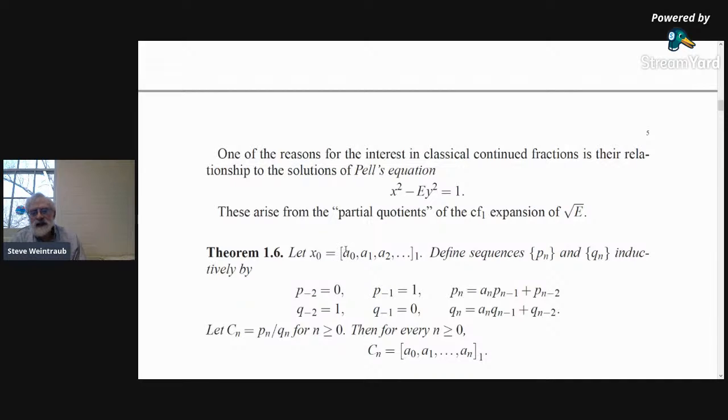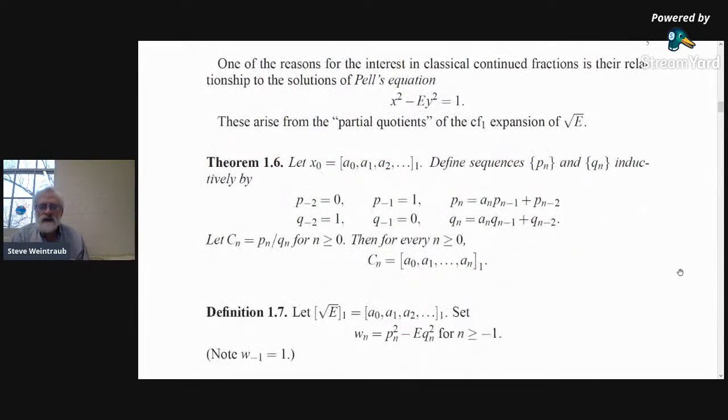If we take this infinite continued fraction and chop it off at a sub n, and we look at the value c sub n of this finite continued fraction, then c sub n really is p sub n over q sub n. And that works for any x sub 0. Now let's return to thinking about the square root of e.